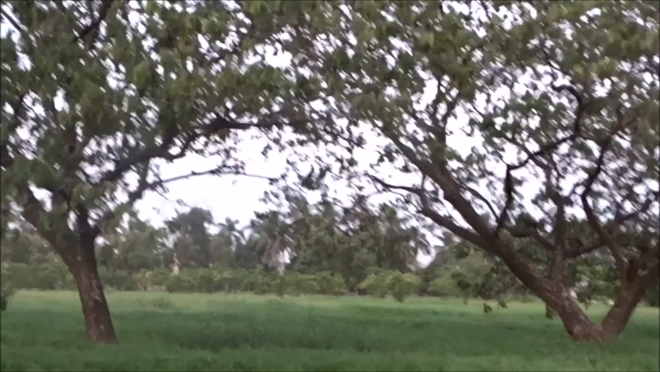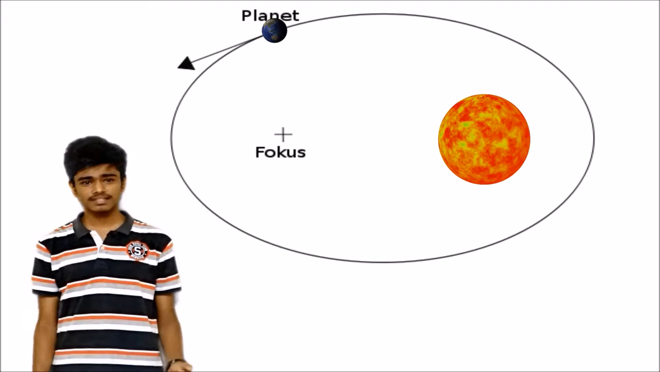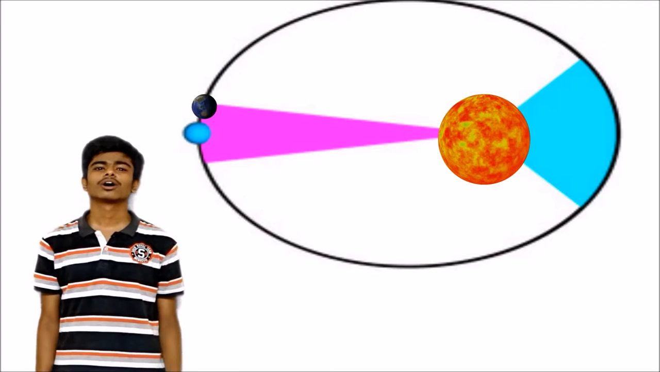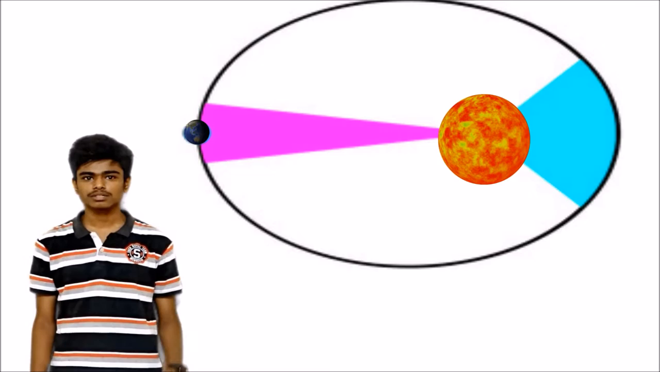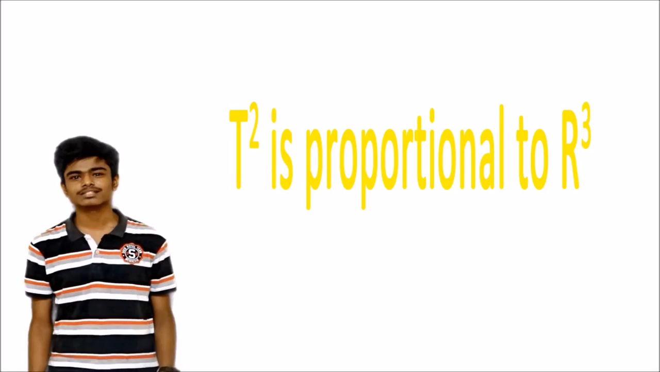Now I'm going to tell you something about Kepler's laws of planetary motion. There are three laws. First law, law of orbit: all the planets move in elliptical orbits with the sun situated at one focus and nothing situated at the other focus. Second law, law of area: the line that joins any planet to the sun sweeps equal areas in equal intervals of time. Third law, law of period: the square of the time period of revolution of a planet is proportional to the cube of the semi-major axis of the ellipse traced out by the planet.